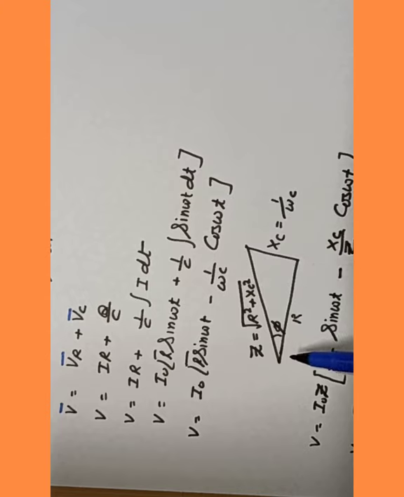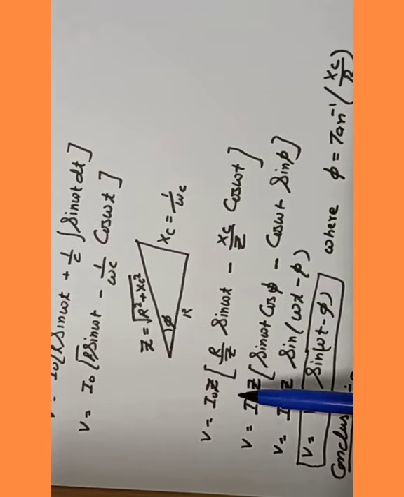This triangle is called impedance triangle, having ohmic resistance at its base, reactance at its height, and resultant of R and XC, that is called Z, along the hypotenuse of a right angle triangle. This angle is phi. Then multiplying and dividing the equation by Z, we get I naught Z in the bracket R upon Z sine omega t minus XC upon Z cos omega t.